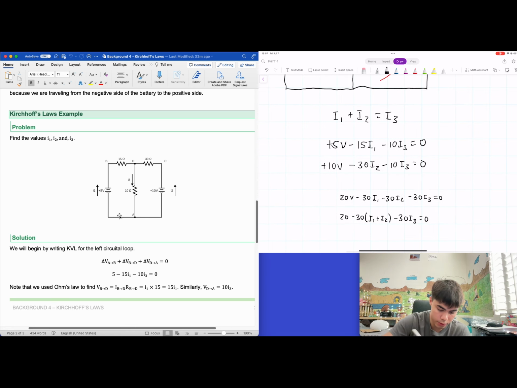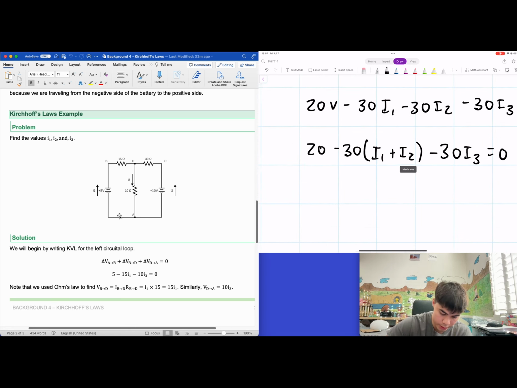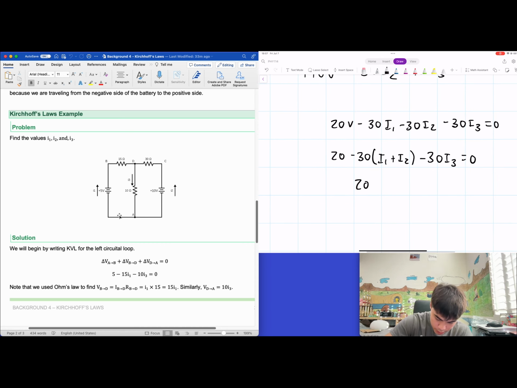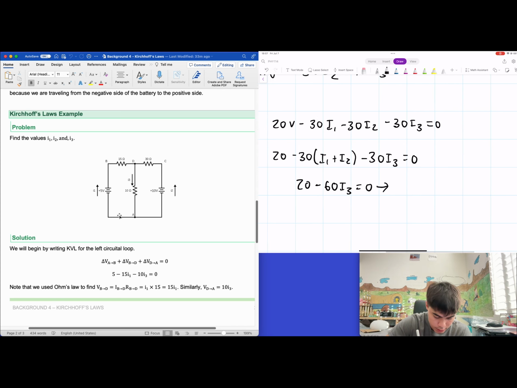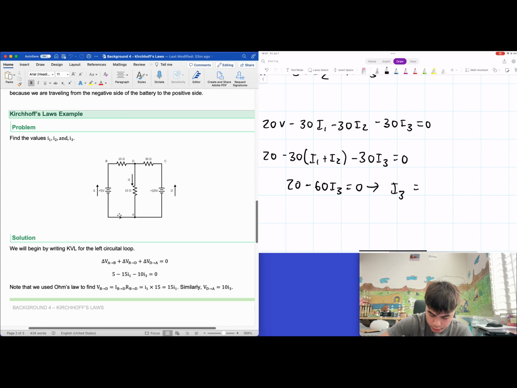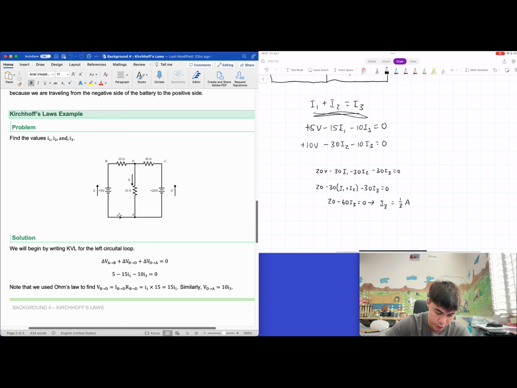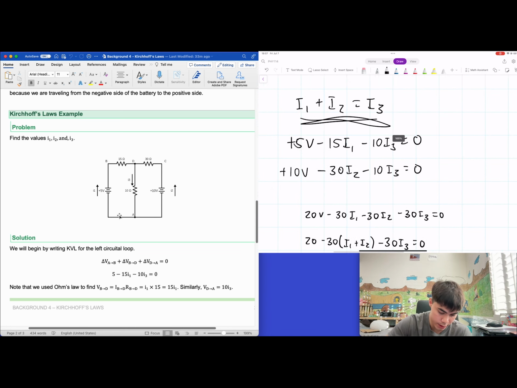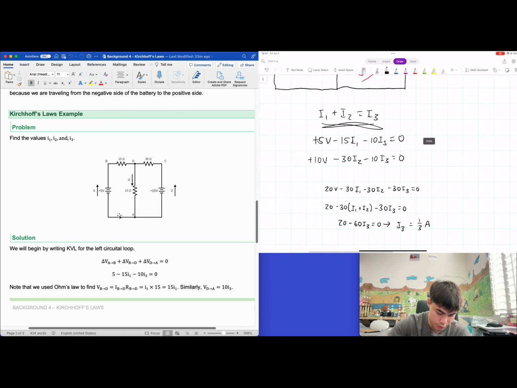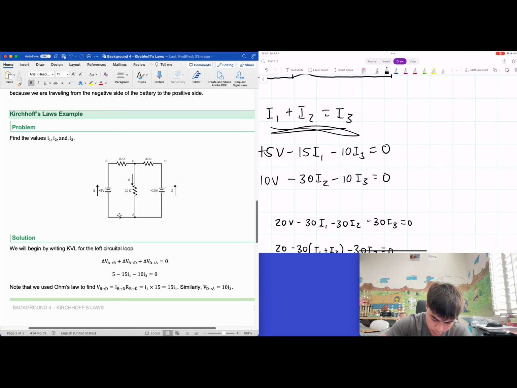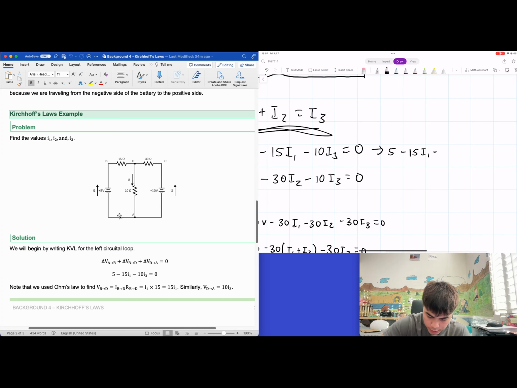And then we know I1 plus I2 equals I3, so I'll plug that in here. So we have 20 minus 60 I3 equals 0, and solving this gives us I3 equals 1 over 3 amps. I'll leave it as a fraction for now. Then we can plug that into these other 2 equations. So this one is now 5 minus 15 I1 minus 10 over 3 equals 0.